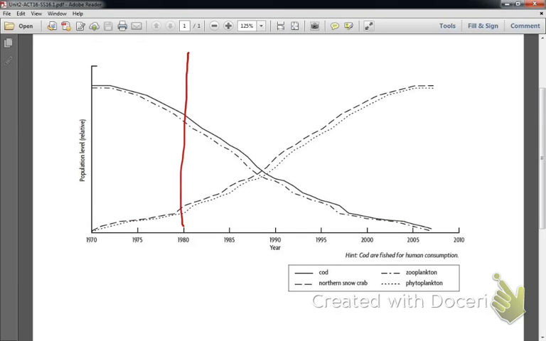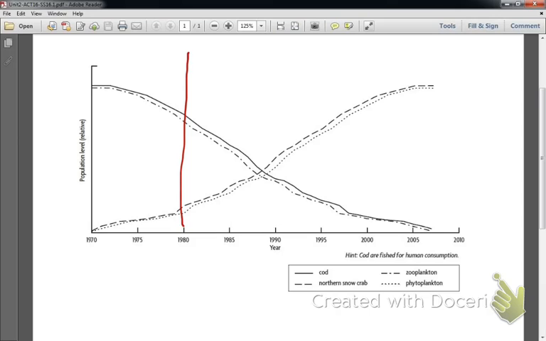So you drew a line at 1980. At 1980, what I want y'all to do, so this is y'all's group, is explain to me what is going on at the point of 1980. Everything went up? The cod was going down and the crab was going down. And then the phytoplankton and the zooplankton were going up. So certain organisms are going down, certain organisms are going up.